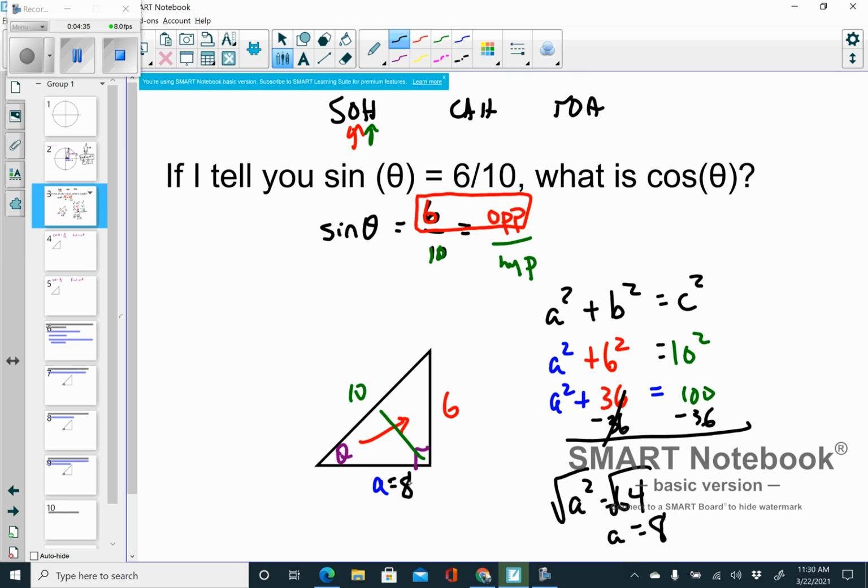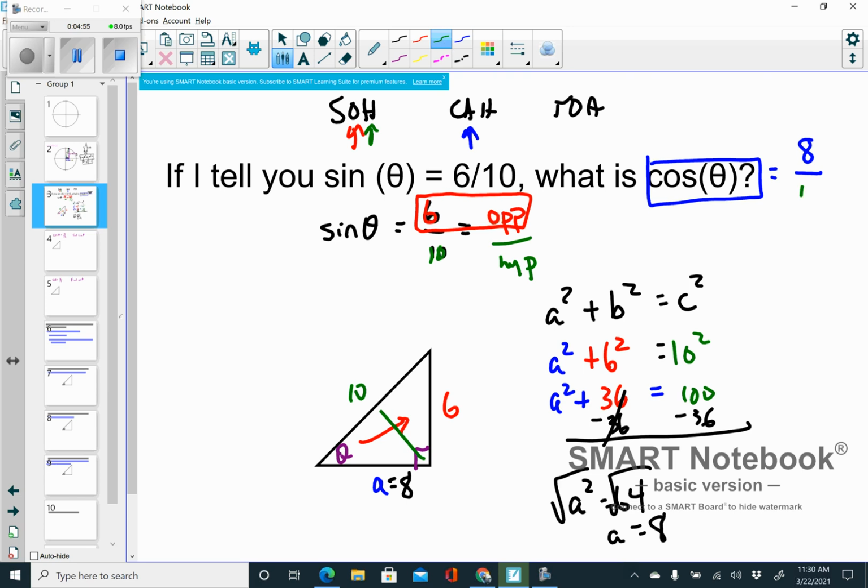So now we're in a position to answer our question. I'm looking for the cosine of theta. So cosine equals adjacent over hypotenuse, which in this case, our a is equal to 8, and our hypotenuse is equal to 10.